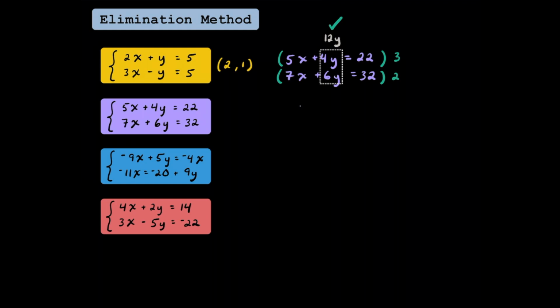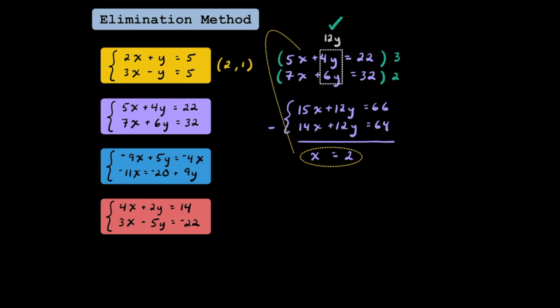Our equivalent equations are going to be 15x plus 12y is equal to 66, and 14x plus 12y is going to equal 64. Since they both have 12y, we can subtract these two equations to eliminate the y's. When subtracting these two equations, 15x minus 14x is just going to be 1x, or x, 12y minus 12y is going to be 0y, so they get eliminated, and 66 minus 64 is going to equal 2. Now we're halfway there. To solve for y, I'm going to substitute x equals 2 into the top equation.